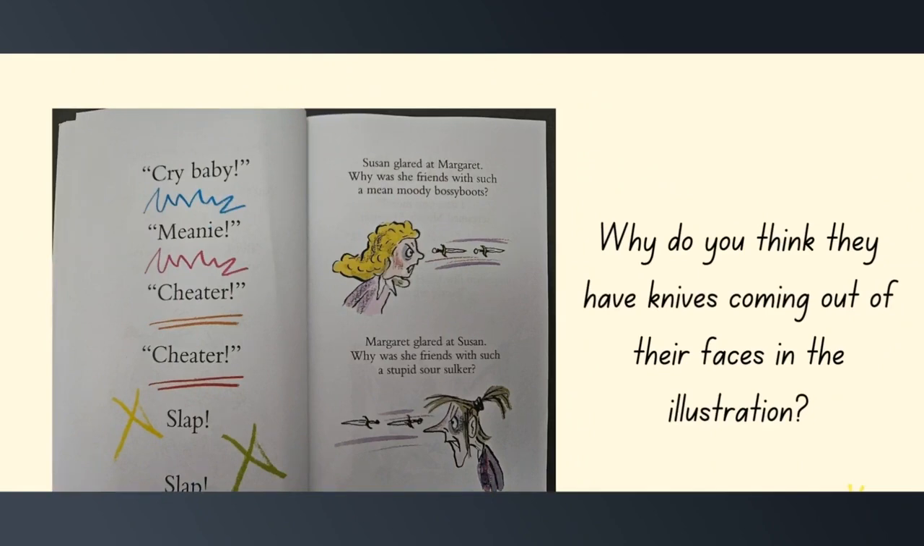So right now I want us to look at the illustration. When you're reading with your young learners, you don't just have to use the words. Using the illustration is a great way to cover that comprehension. And I just want to ask the question, why do you think they have knives coming out of their faces in the illustration? That's it. I just want you to discuss why you think that might be. Can you think of any expressions? Are they knives? What other words could be used? So you're going to get a lot out of this question.